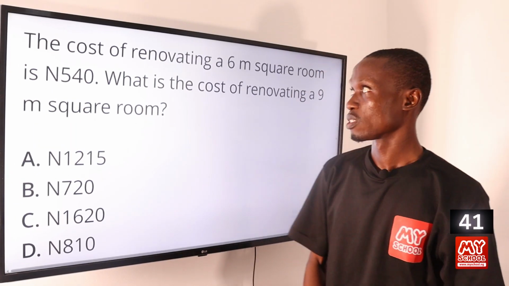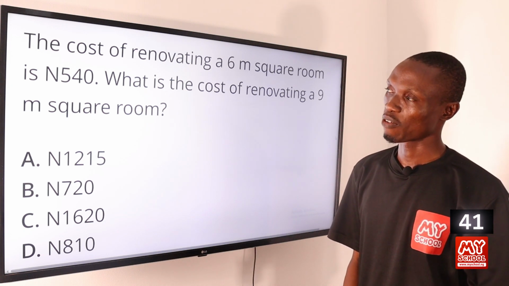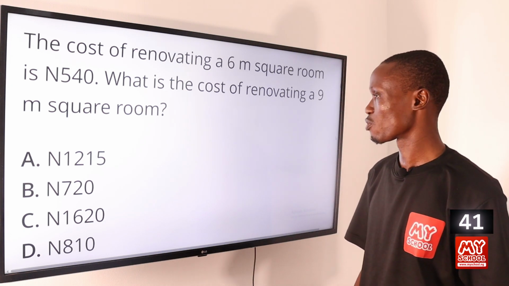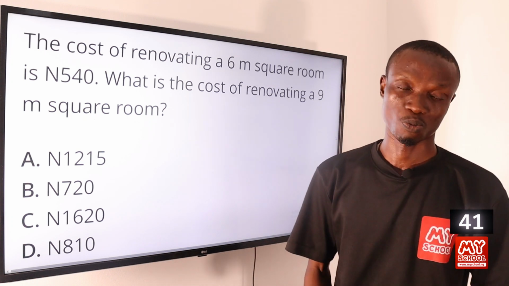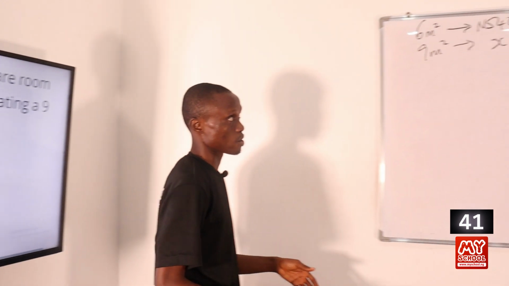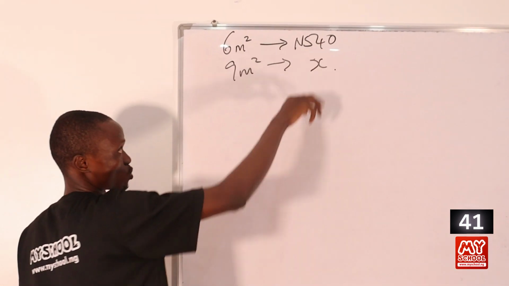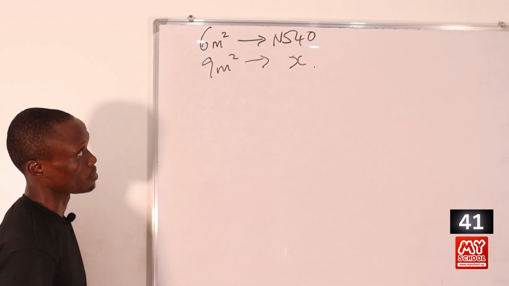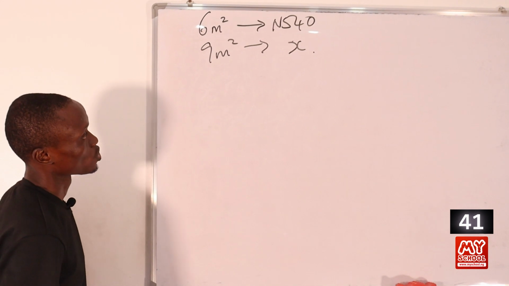Question 41. The cost of renovating a 6-meter square room is 540 naira. What is the cost of renovating a 9-meter square room? So let's move over to the board to provide the answer to this question. We have been told that the cost of renovating a 6-meter square room is equal to 540 naira, and that we should find the cost of renovating a 9-meter square room.